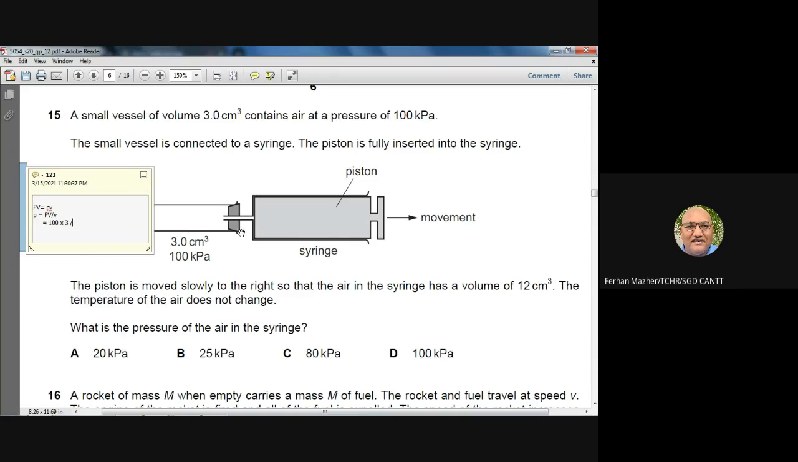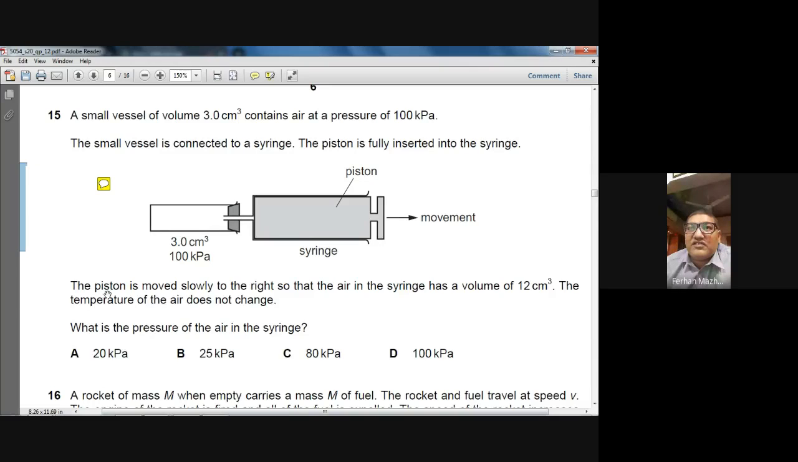When the piston has moved out, the volume of the syringe is 12. I thought the whole volume is 12. That's the mistake which you will also fall into. But the air will fill this vessel and this syringe. So 3 and 12, it will be 15. The total volume will be 15. So the final answer will be 100 times 3 over 15, which is 20 kilopascal. So A will be the option.